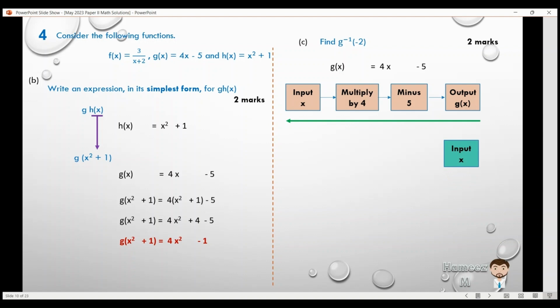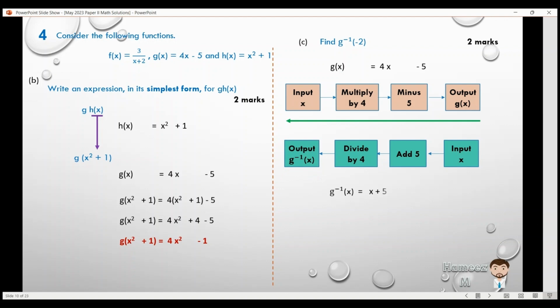So instead of minusing 5, what's the opposite, or the inverse, of that? It means to go and add 5. In order to deal with the inverse of g, we take x and we add 5, and then do what next? Instead of multiplying by 4, we divide by 4. And then what will that give us? It will give us our output, and our output is the inverse function of g.